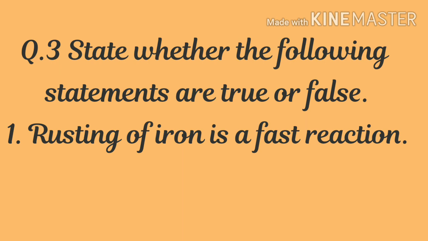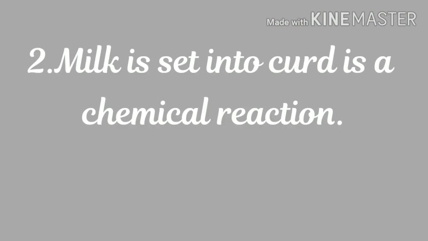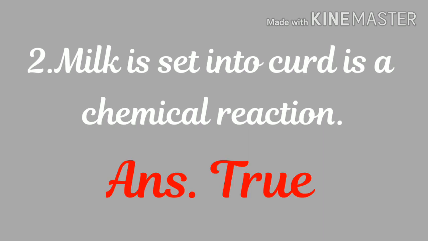Question number 3. State whether the following statements are true or false. First statement: rusting of iron is a fast reaction. This statement is false because rusting of iron is a very slow reaction. 2. Milk set into curd is a chemical reaction. This is a true statement.